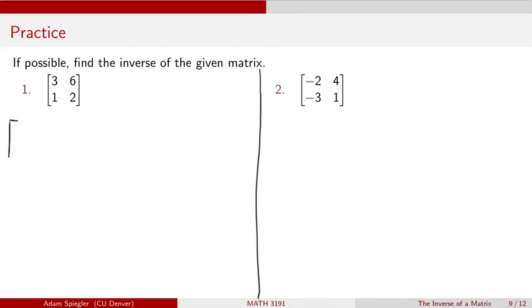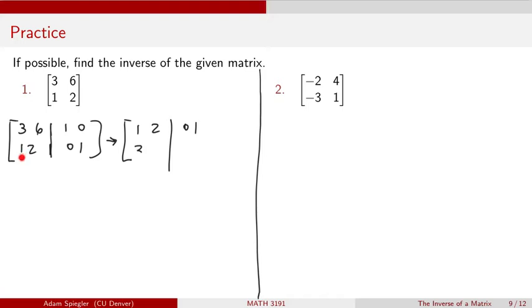And the algorithm says, let's set up the augmented matrix where I have matrix A on the left, and then on the right, we augment the identity, the 2 by 2 identity matrix. And I have a little vertical bar separating the two. And now I want to try and put matrix A into reduced row echelon form.